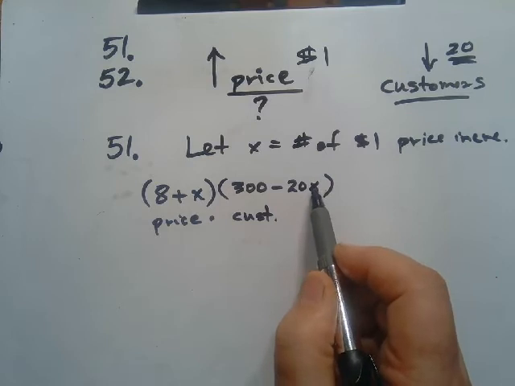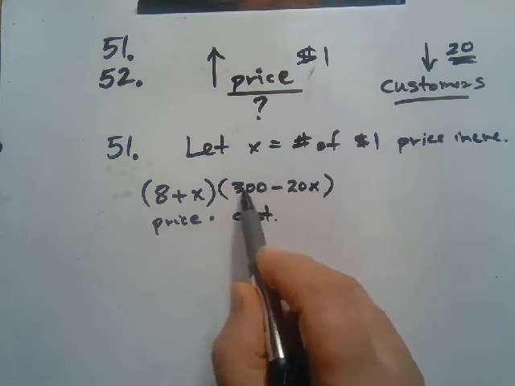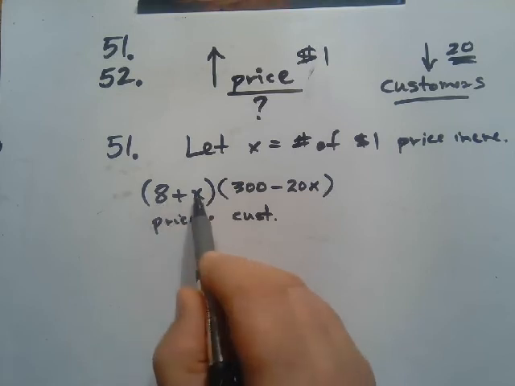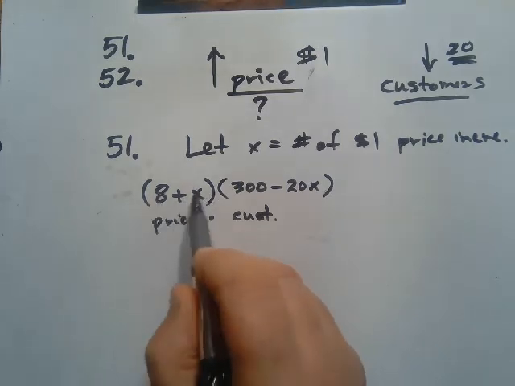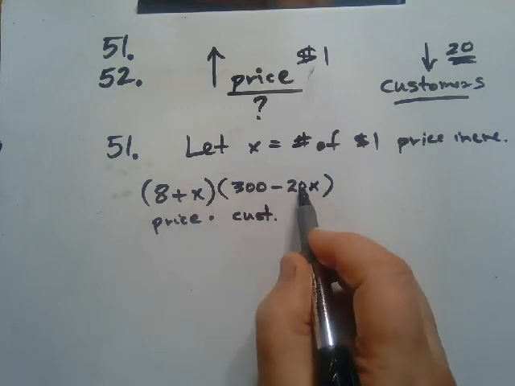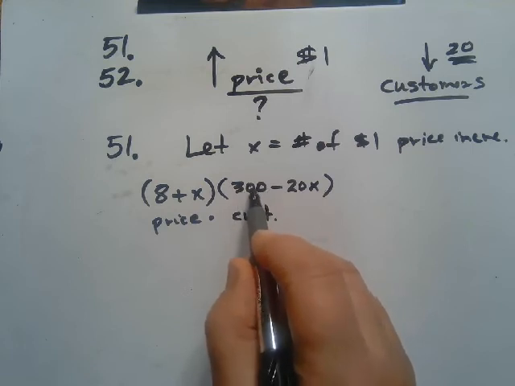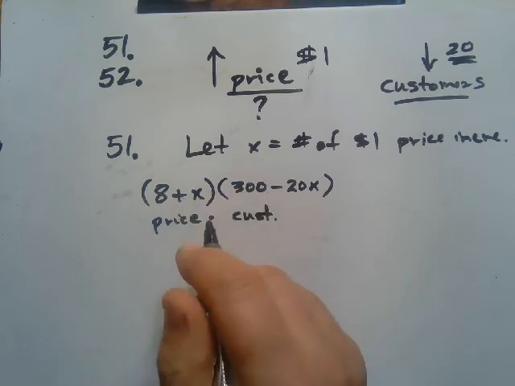So if he increases it $1, 20 times $1 is $20. So now he's only got 280 customers. But he's charging $9 now. Or let's say he raised it 2 price increases. Now he's charging $10, and 2 times 20 is 40. He's going to lose 40 customers. That means he's now only got 240 customers, but he is charging more money.